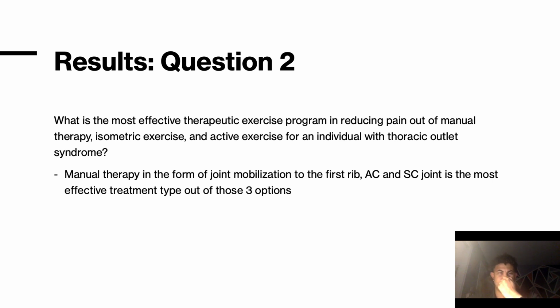Question 2, the results. What is the most effective therapeutic exercise program in reducing pain out of a manual therapy, isometric exercise, and active exercise for an individual with thoracic outlet syndrome? Manual therapy in the form of joint mobilization to the first rib, AC, and SC joint is the most effective treatment out of these 3 options.